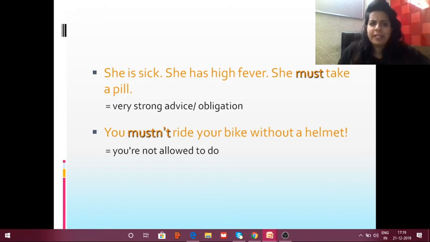Now, if I say she is sick, she has high fever, she must take a pill. What does it mean? It's a very strong advice or obligation that she must take a pill so that she gets well, right? Or she has to take the pill. That is also a way to speak that with implication. And when you're saying you mustn't ride your bike without a helmet, it means you are not allowed to do that. It's something which is not permitted.